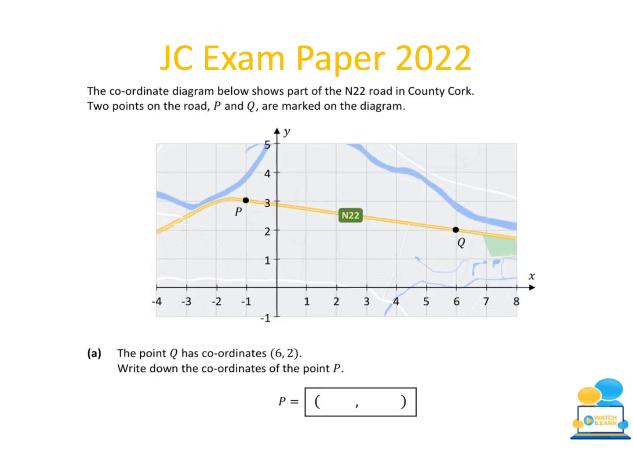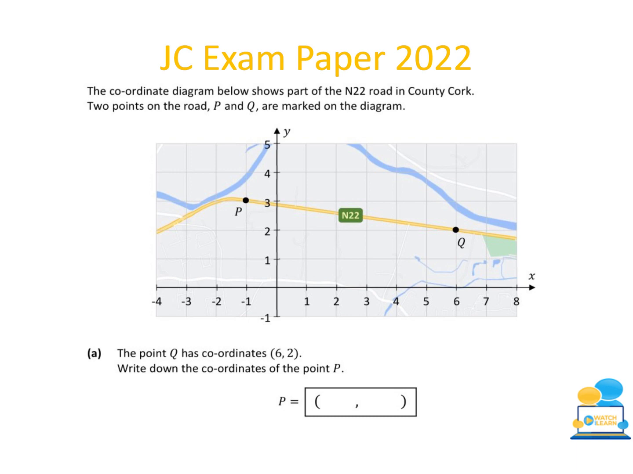The second exam question we're going to look at is from the 2022 paper. This question starts off very similar to how the 2023 paper started, asking us to write down the coordinates of a point on the coordinate plane. It says the coordinate diagram below shows part of the N22 road in County Cork. 2 points on the road, P and Q, are marked on the diagram. The point Q has the coordinates 6, 2. Write down the coordinates of point P.